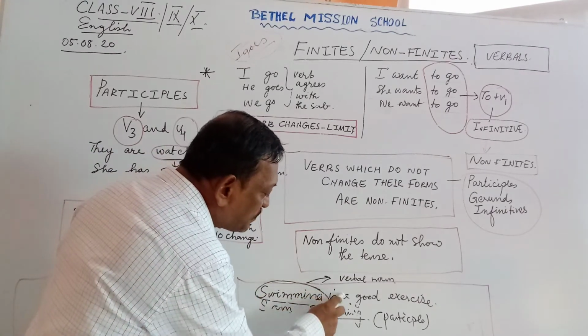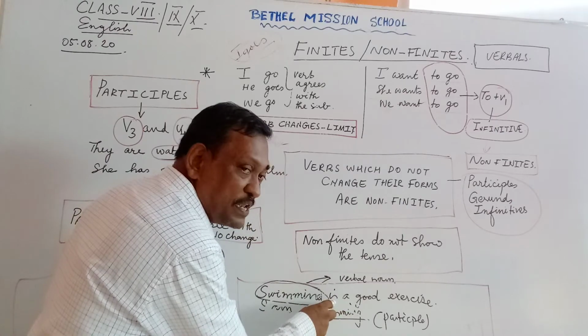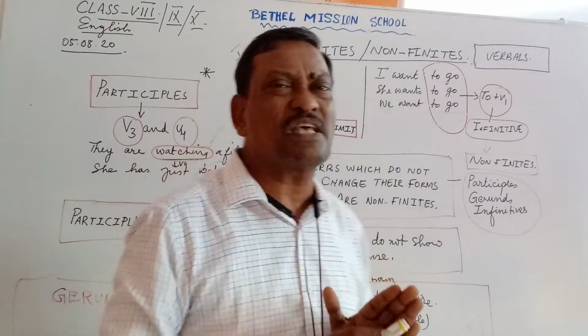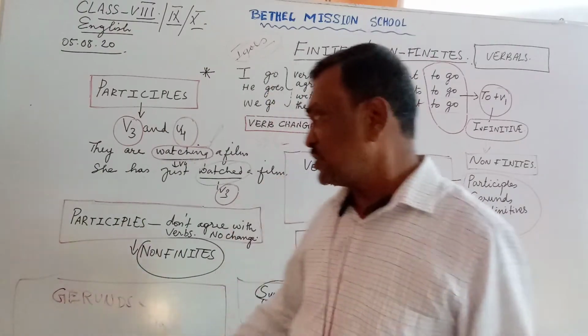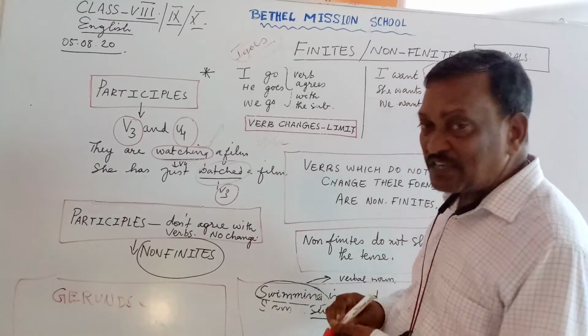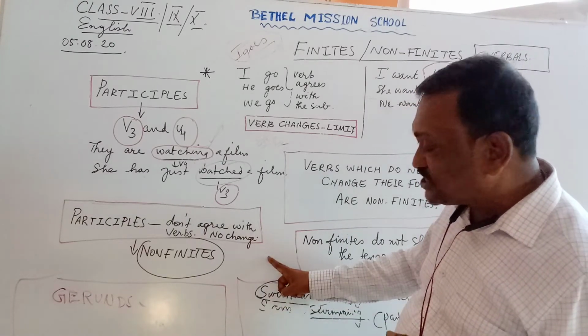And the helping verb comes after the participle. So here this is the subject of the sentence. Swimming is a good exercise. What is a good exercise? Swimming is a good exercise. So swimming does the work of a subject.